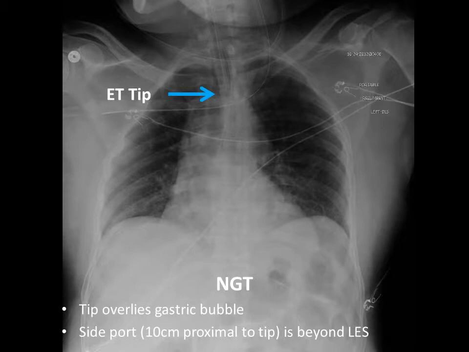We also want to make sure that the tip is at least 10 centimeters beyond the gastroesophageal junction, and that's to ensure that the last of the ports on the NG tube are in the stomach and not in the esophagus.